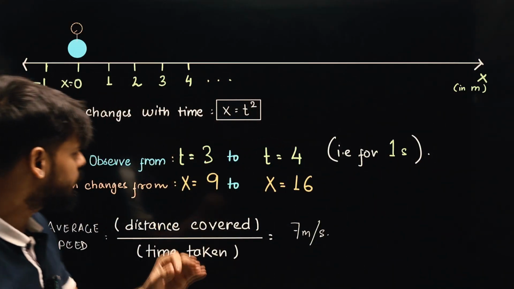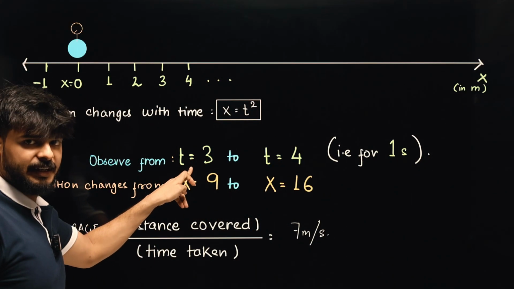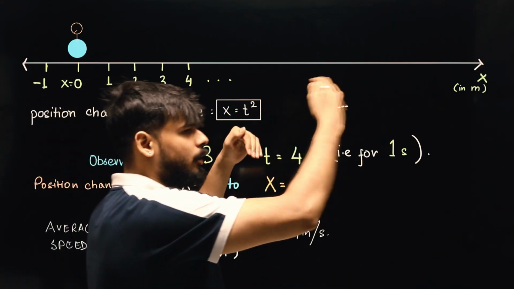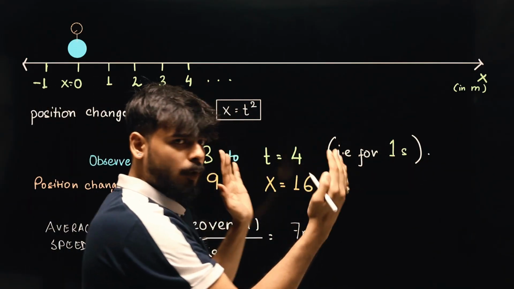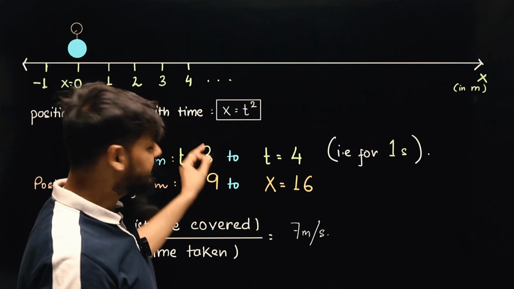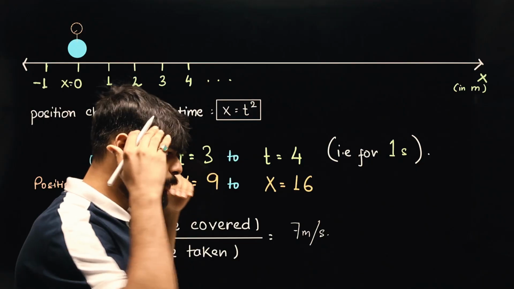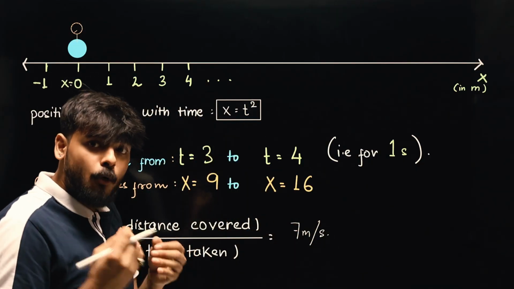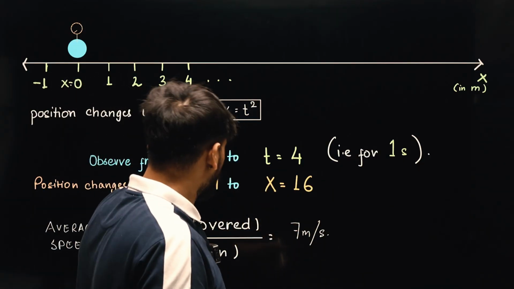So if we truly want to find the speed at the third second, we can't be observing the body for such a long 1 second duration. We want to observe the body for a very short duration. So to know the speed of the body at exactly the third second, we would rather want to observe the body for a shorter duration so that we get a more accurate value for the speed of the body close to the third second.